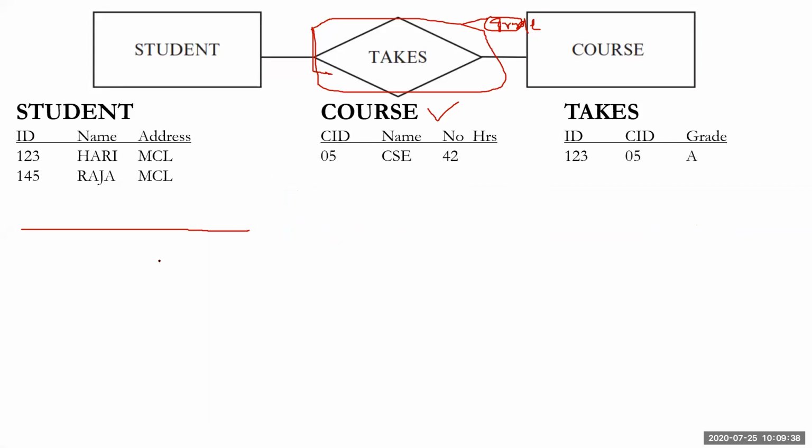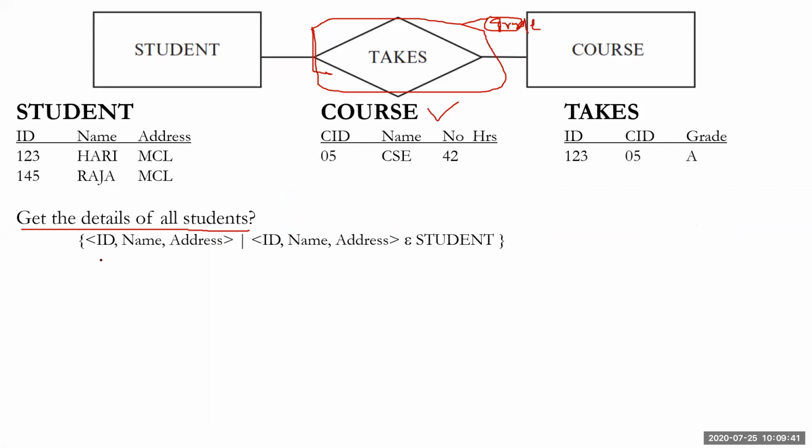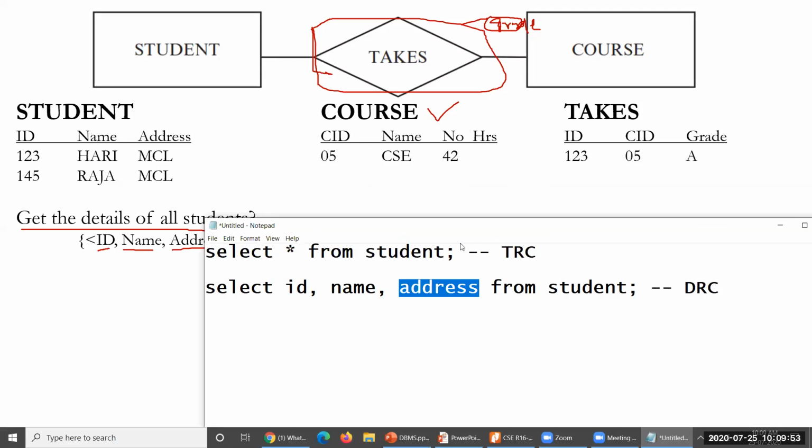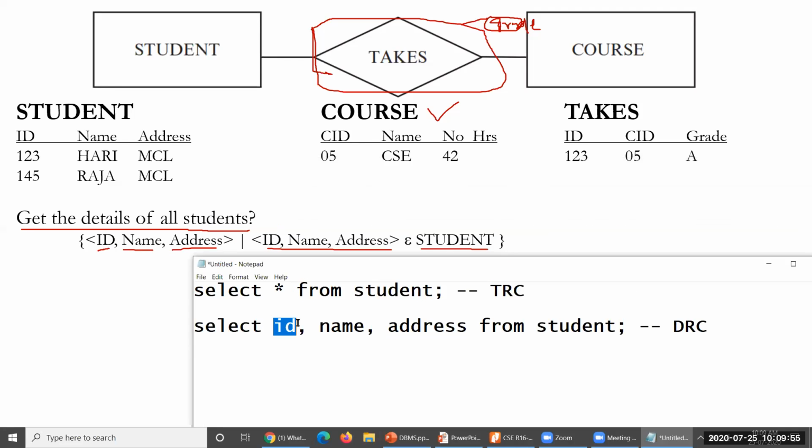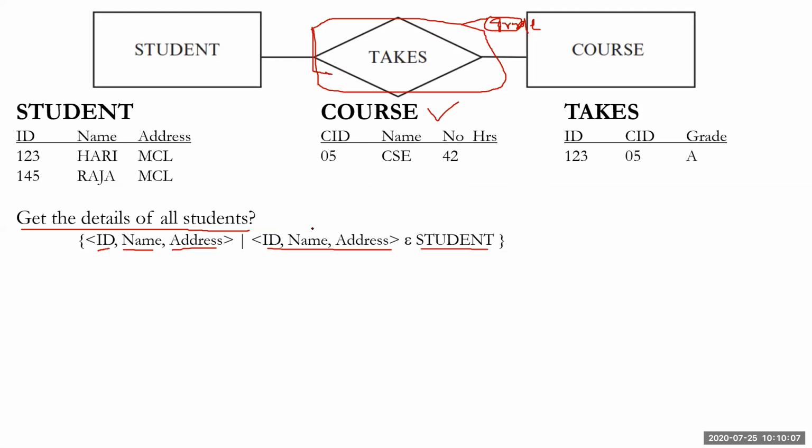So that is why it is written something like this: ID, name, address, such that ID, name, and address belong to student. Belongs to in the sense of how you could write in high level: select ID, name, address from student itself is called belongs to student. In this way you have to write in terms of domain relational calculus.